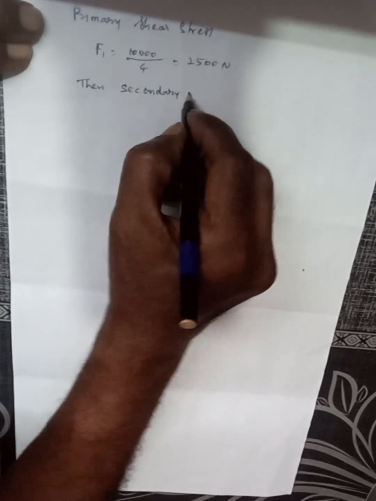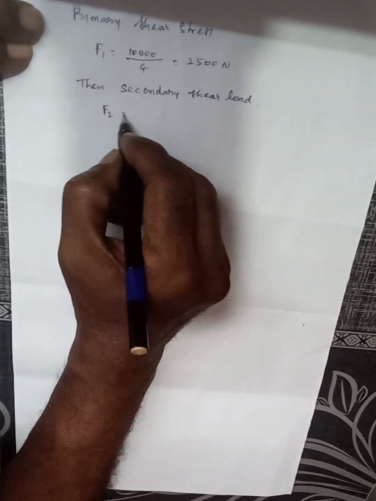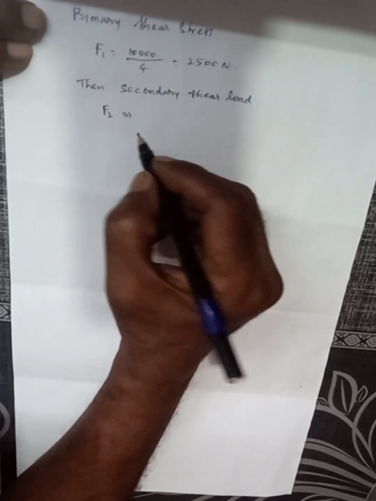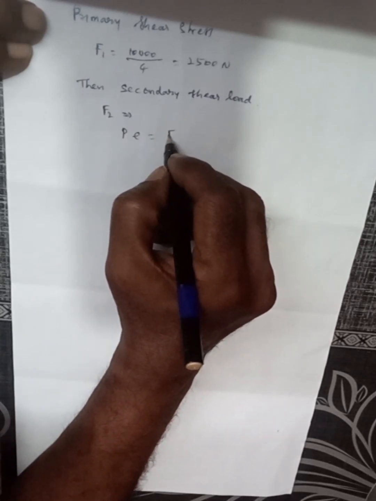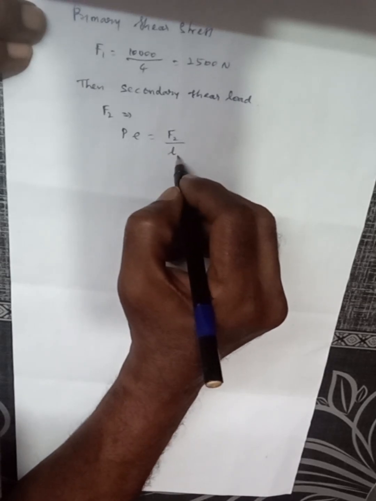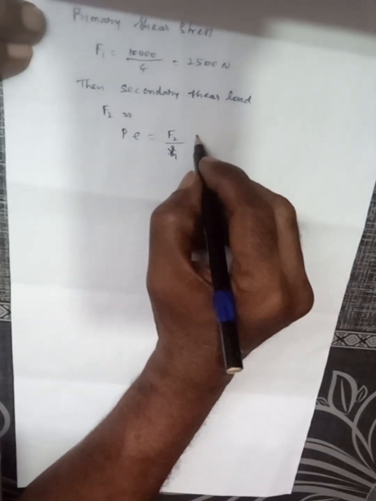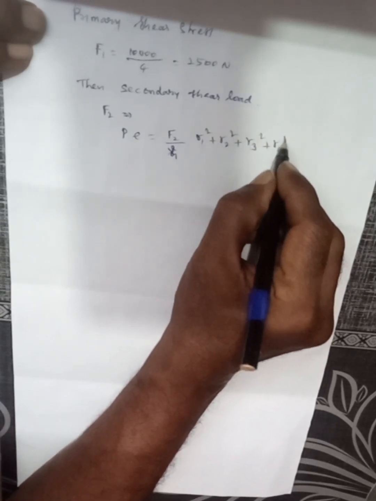Secondary shear load F2. So what is F2? You have to choose the formula P into e is equal to F2 divided by r1, times the sum r1 square plus r2 square plus r3 square plus r4 square.